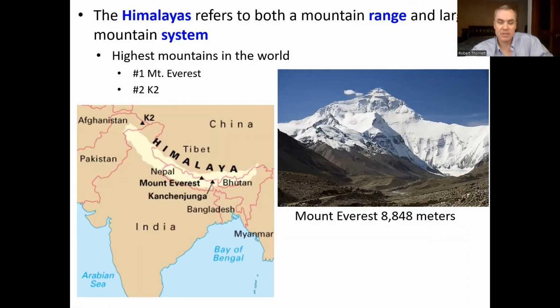So this is what you get, the Himalayas, a product of a continent-continent collision. And the Himalayas is both the range of mountains and then even a bigger system of mountains. It goes all the way through multiple countries up here in South Asia where it meets China. And the Himalayas contain the highest mountains in the world. The highest mountain of all is Mount Everest in this picture. And then also K2 is number 2, and a whole bunch of the other highest mountains in the world in the Himalayas.